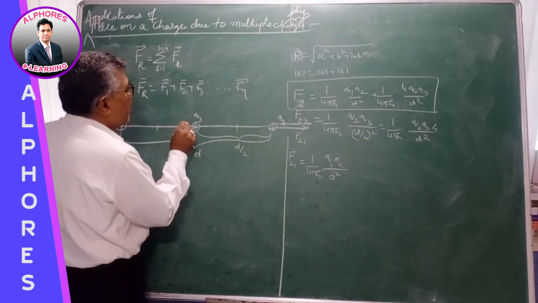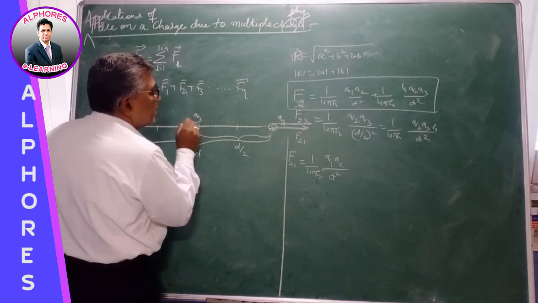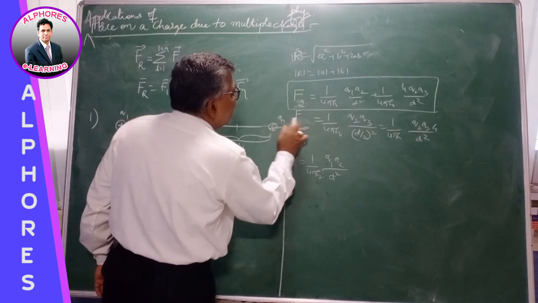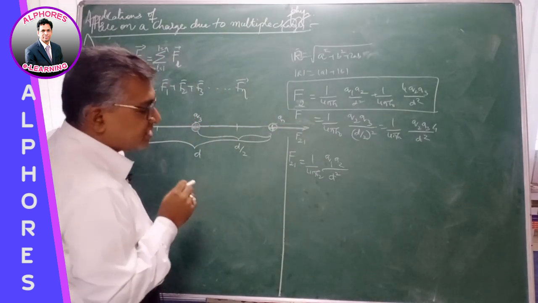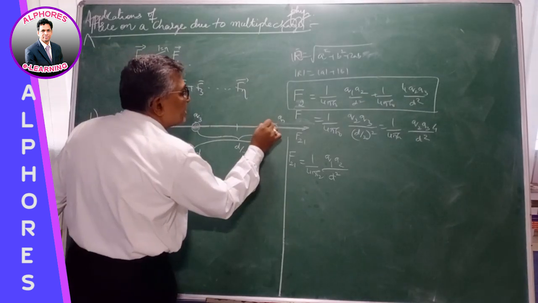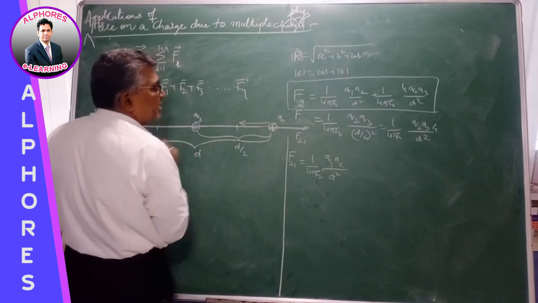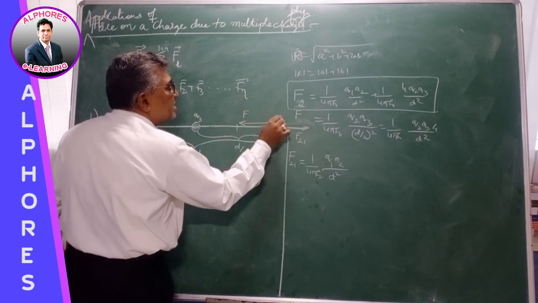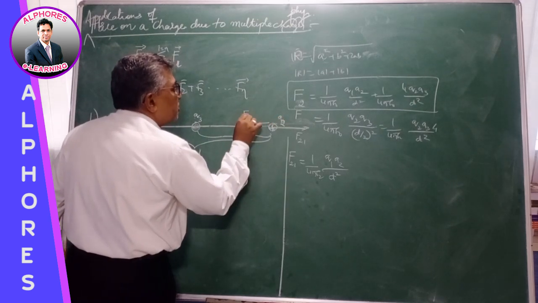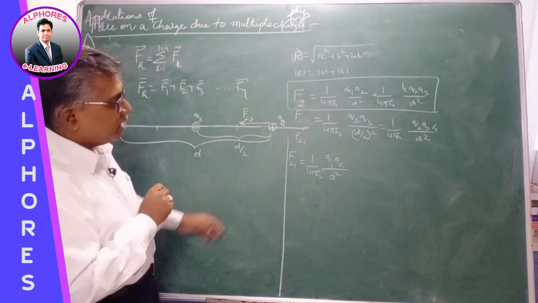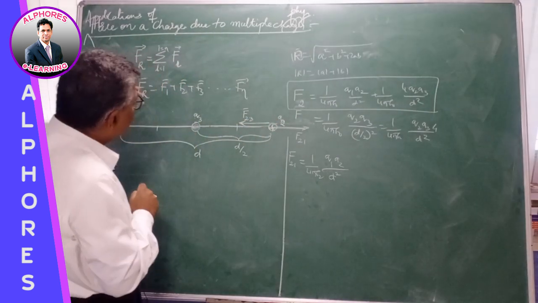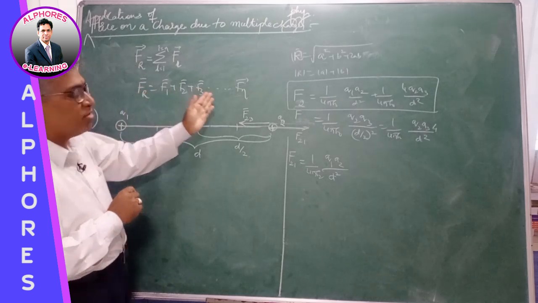But now, when I consider a negative charge in between, this is positive and this is negative, and unlike charges attract. So the minus charge attracts this one, and the force on the second charge due to the third will be in this direction. Now what is the resultant force on the second charge? The resultant force on the second charge is the vector sum of all the forces.